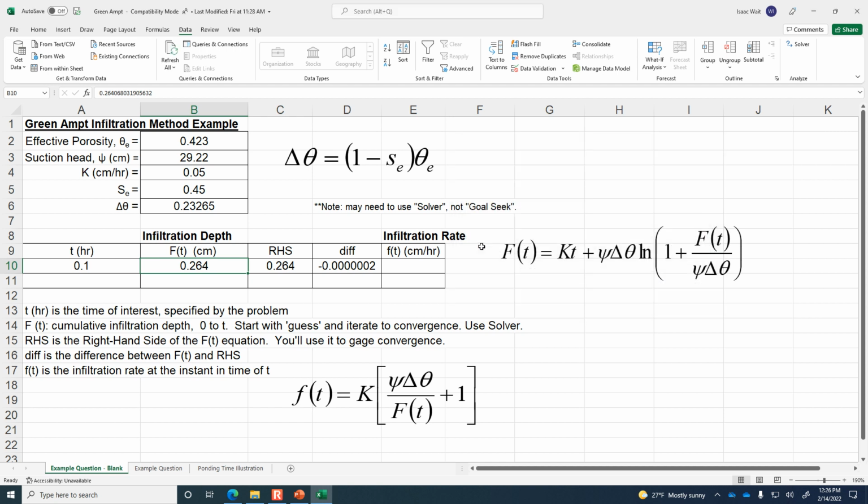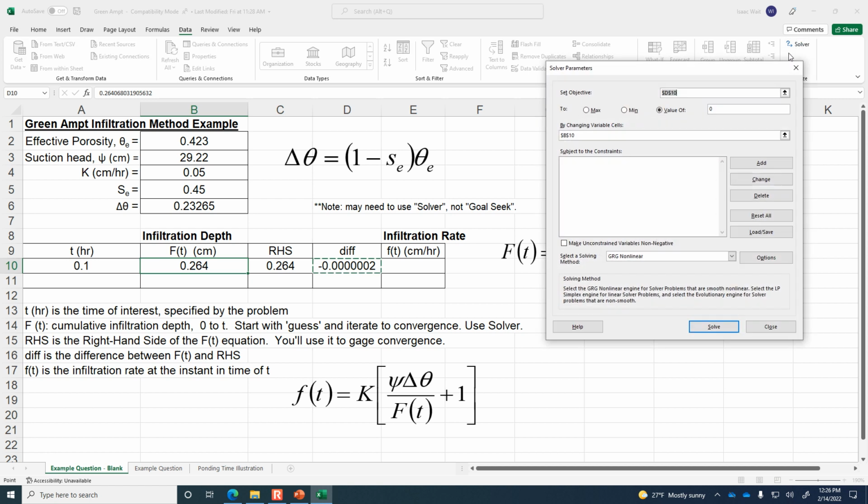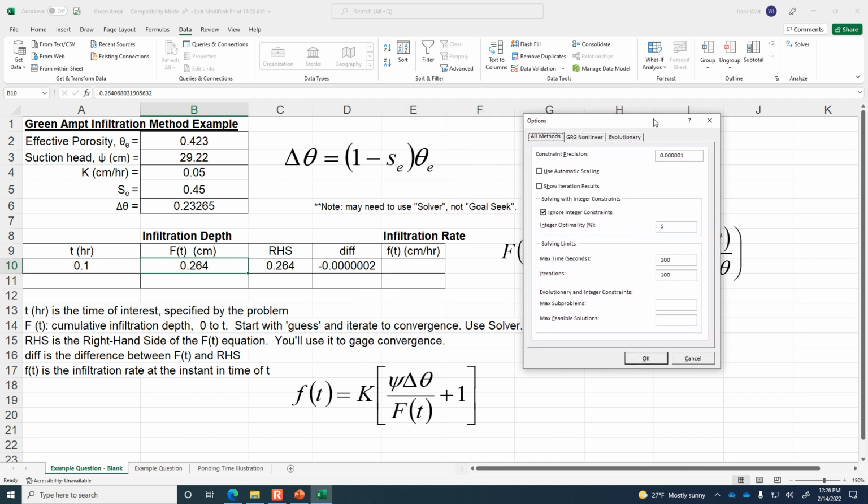So, okay, and the reason why it gave us that different answer is just if you get down here into the options for Solver, you can tell it what kind of precision you want it to look for before it quits. In the case of goal seek, there are just fewer zeros before it thinks the answer is close enough. We wanted our difference to be really close, so I just increased the number of zeros in that constraint precision.